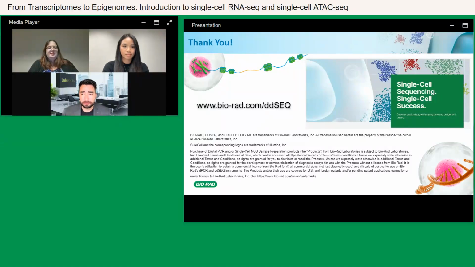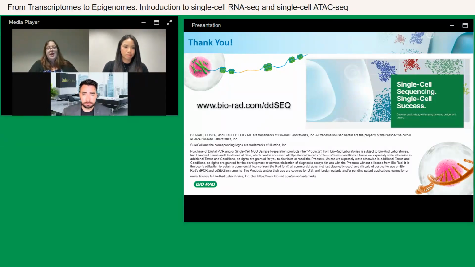Yeah, I'll go ahead and answer that one. So currently, the single-cell ATAC and single-cell 3' RNA are two separate kits, though we are working on an integrated workflow for the future, so stay tuned for information on that. But currently, because they are two separate workflows, you aren't able to take the same sample and look at the transcriptome and genome of the exact same cell.